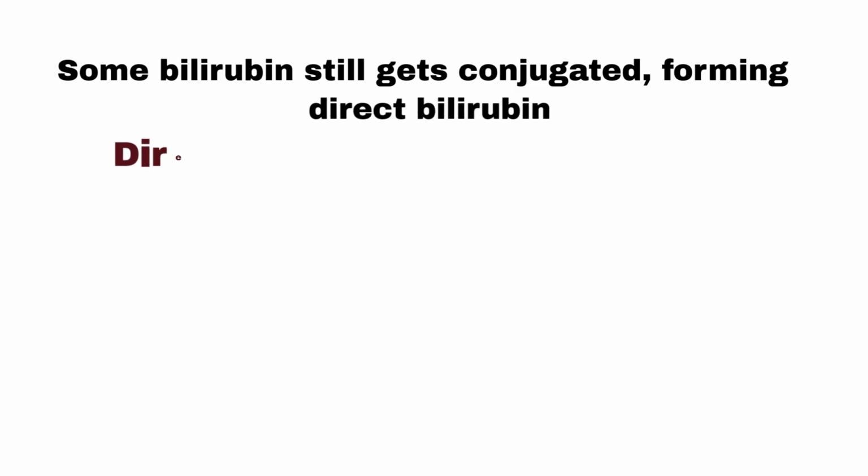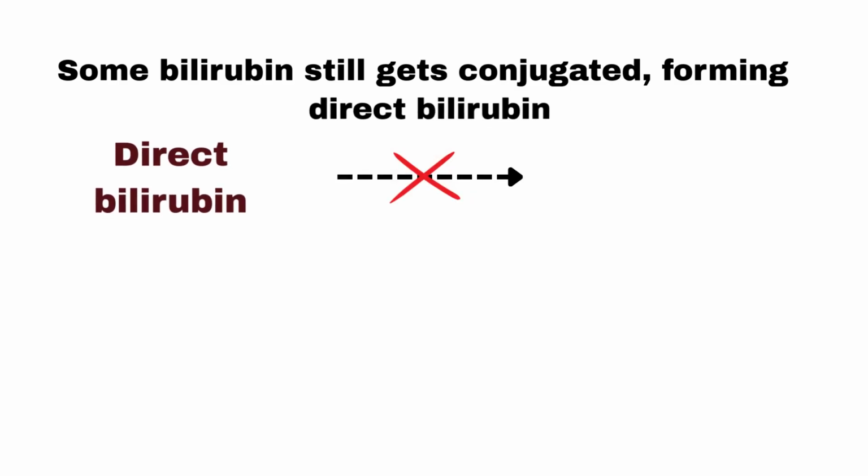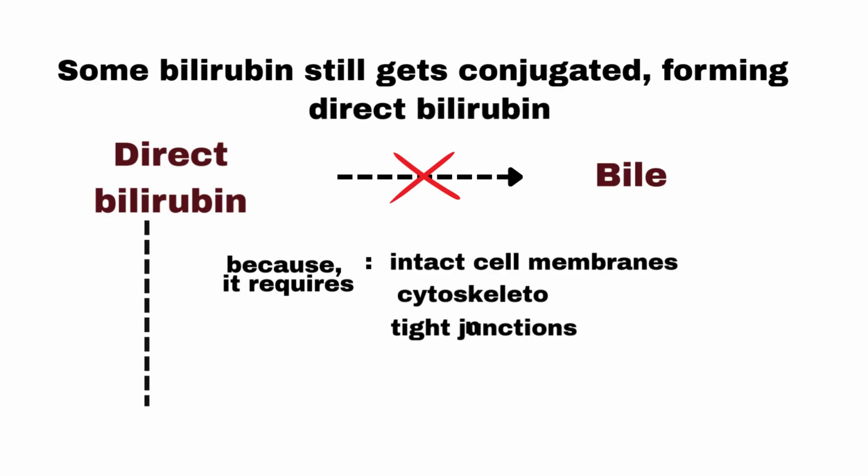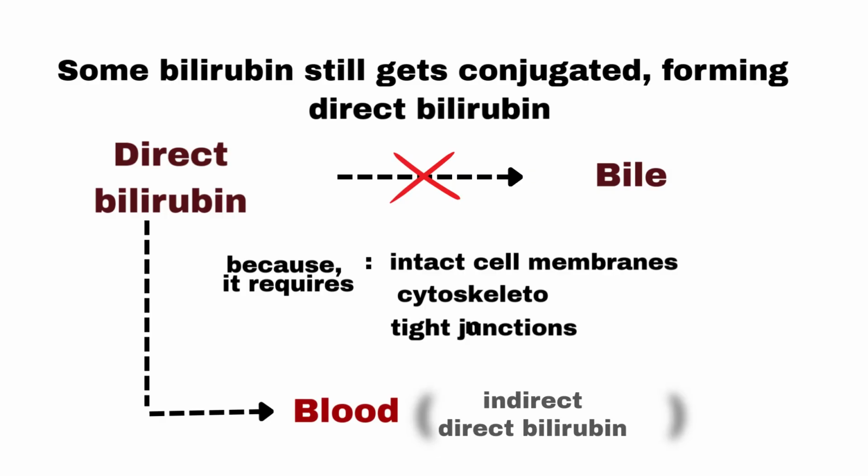But this direct bilirubin cannot be properly excreted into bile. Why? Because biliary secretion requires intact cell membranes, cytoskeleton, and tight junctions. So, instead of going into bile, direct bilirubin regurgitates back into the blood. That's why in hepatocellular jaundice, both indirect and direct bilirubin are increased.